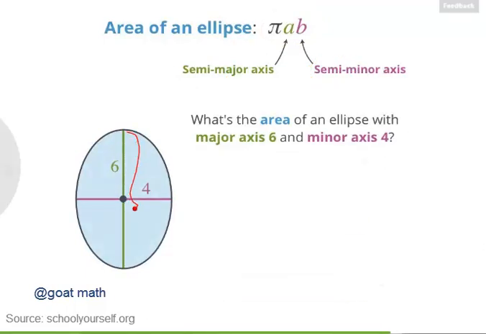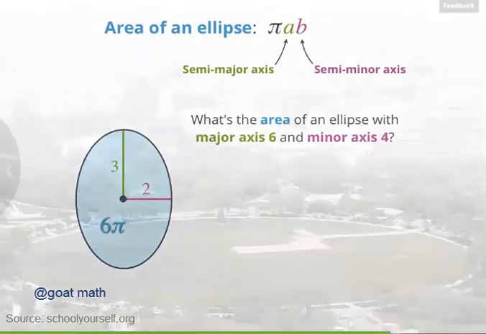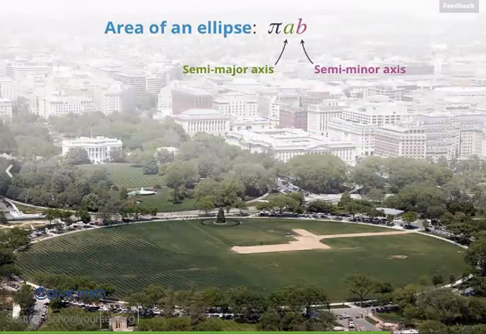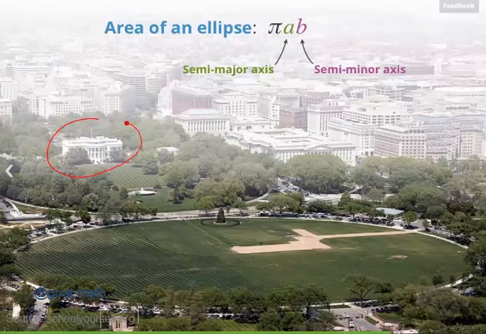Excellent! If the major axis is 6, then the semi-major axis is 3. And if the minor axis is 4, then the semi-minor axis is 2. So the area of this ellipse is pi times 3 times 2, or 6 pi. So let's return to the ellipse in Washington, D.C., a grassy field located just south of the White House.